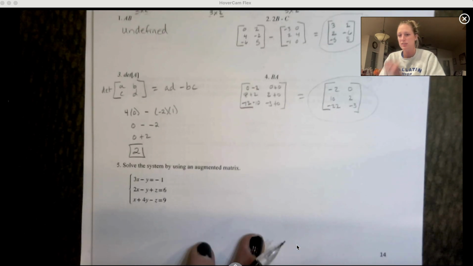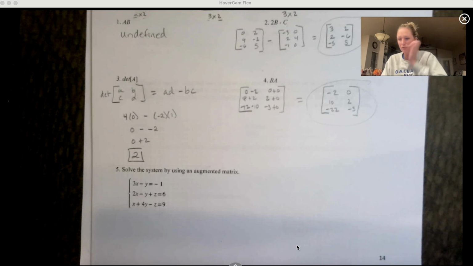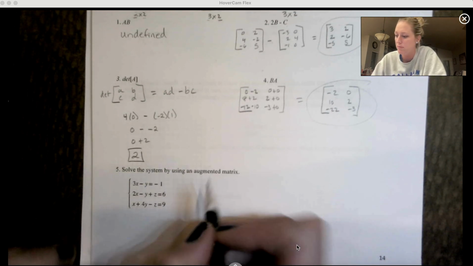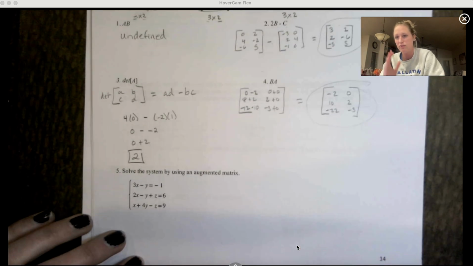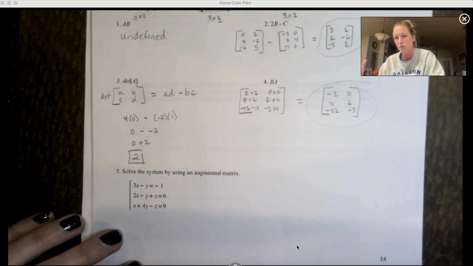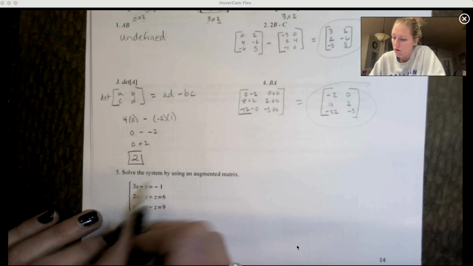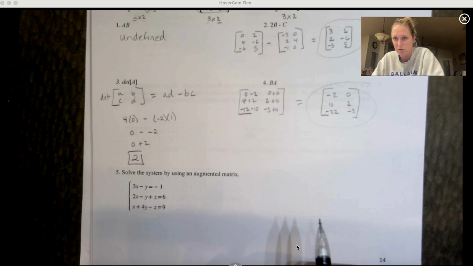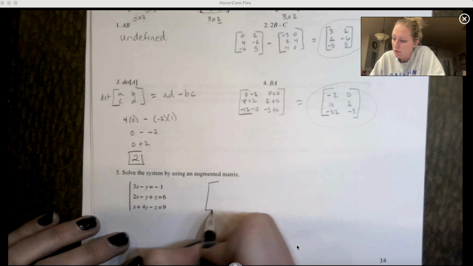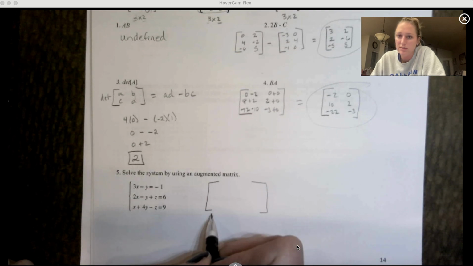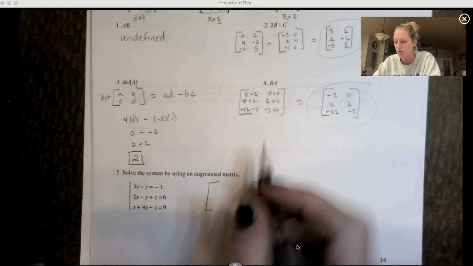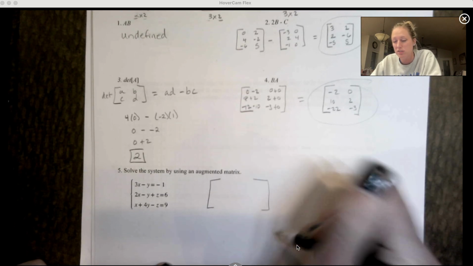All right, last thing we learned to do, you guys, was to solve a system of equations using an augmented matrix. So remember, we want every equation to be in the form x's, y's, z's equals a constant. These are already in that form, so we don't have to do any rearranging. So I'm going to create a matrix that has all the x's in the first column, y's in the second column, z's in the third, and then the constants in the fourth.